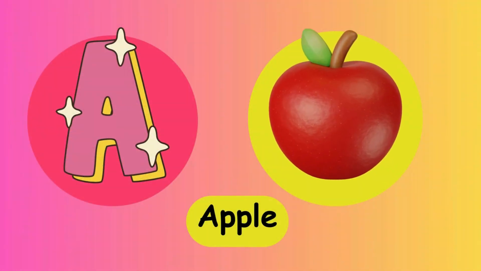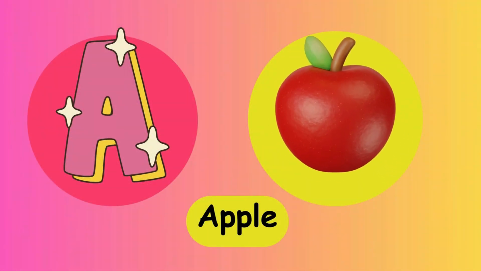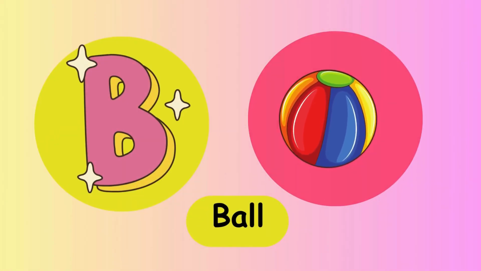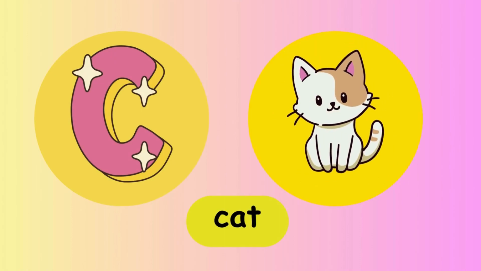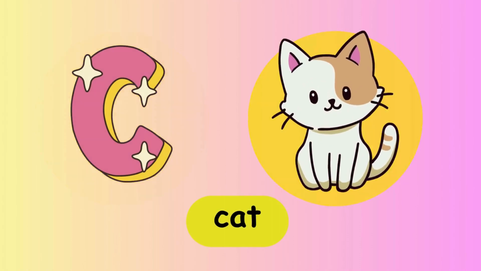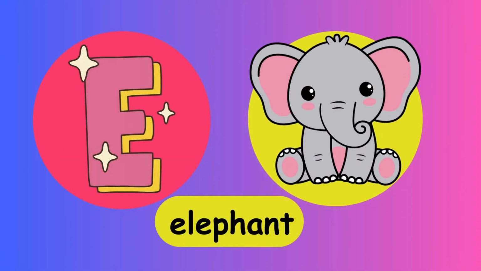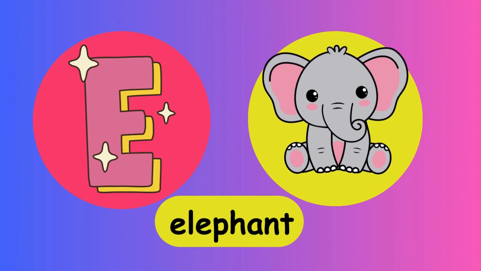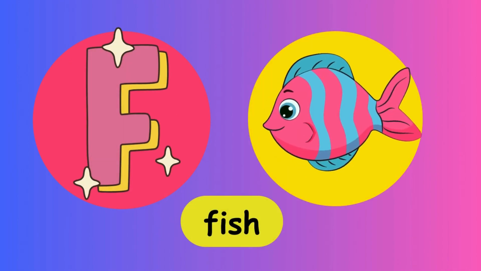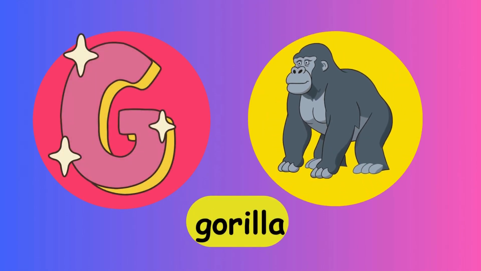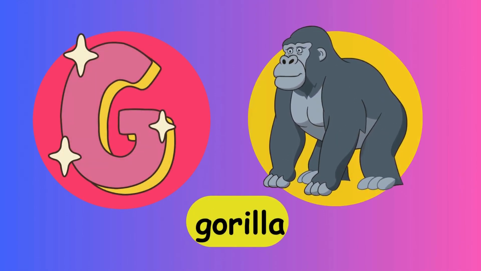A is for apple, a apple. B is for bowl, b bowl. C is for cat, k cat. D is for dog, d dog. E is for elephant, e elephant. F is for fish, f fish. G is for gorilla, g gorilla.